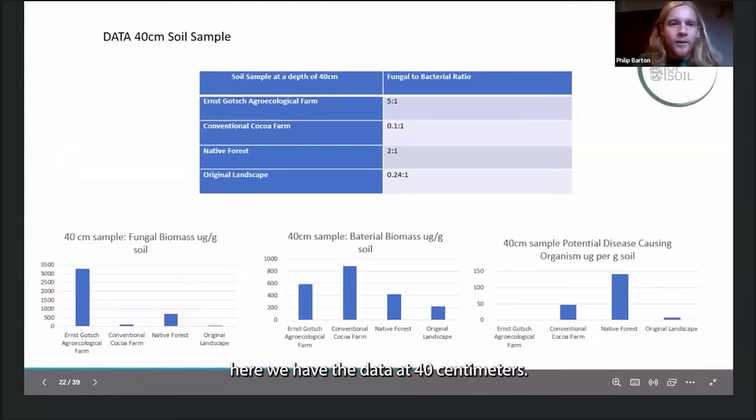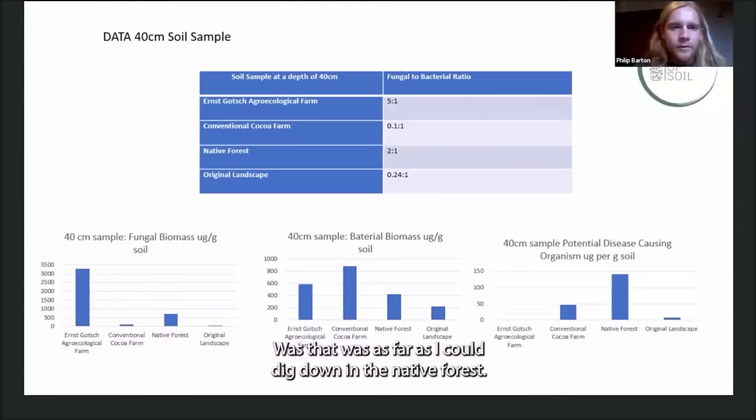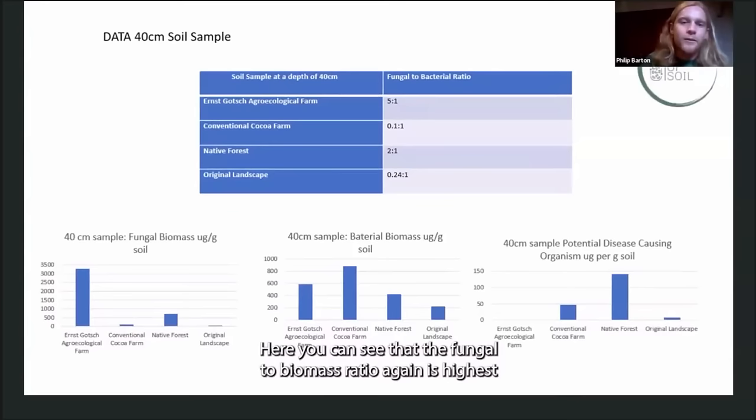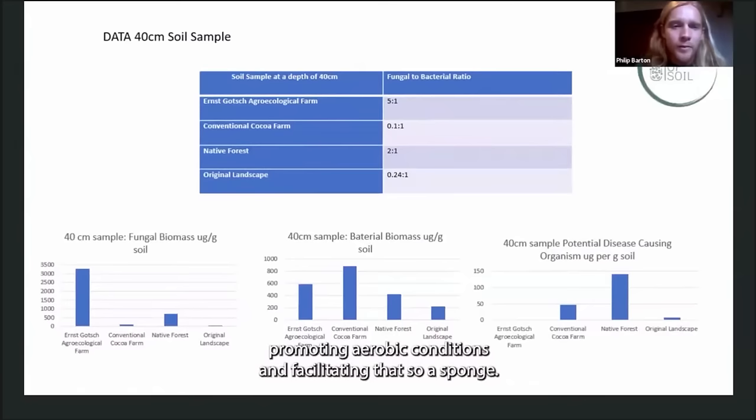Here we have the data at 40 centimeters depth. The reason why we went to 40 centimeters was that was as far as I could dig down in the native forest. So we set that as the parameter to measure all other data against. Here you can see that the fungal to biomass ratio again is highest at Ernst Farm and would indicate that it runs all the way through his soil, promoting aerobic conditions and facilitating that soil sponge. So we get all of those ecosystem benefits.